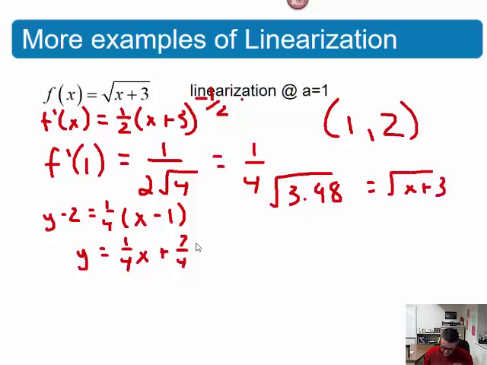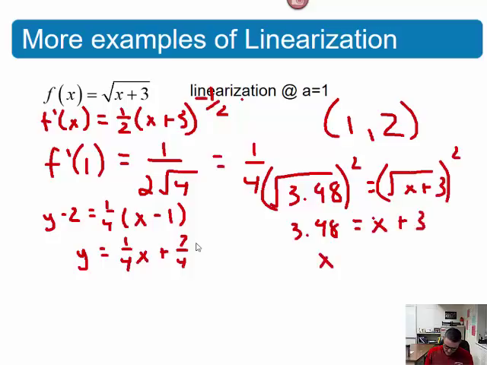X plus 3. Now let's solve for x. We'd square both sides. So now I have 3.98 equals x plus 3. I'm going to subtract 3. X equals 0.98. Okay? So now you go to your tangent line.